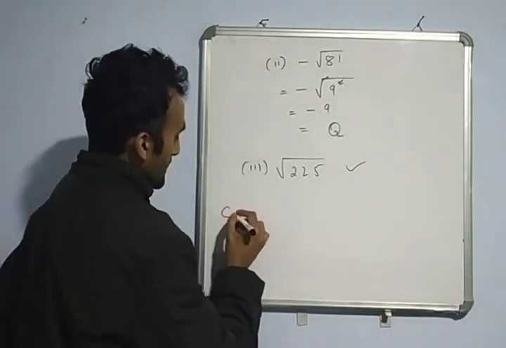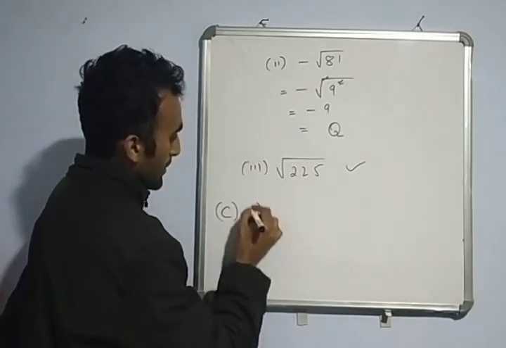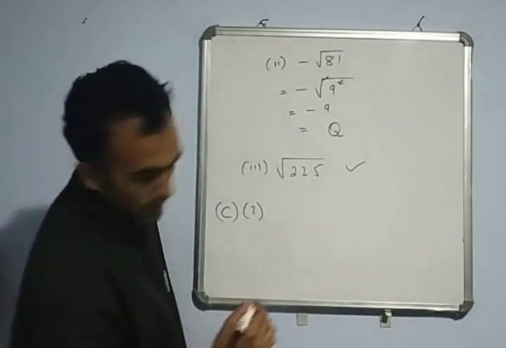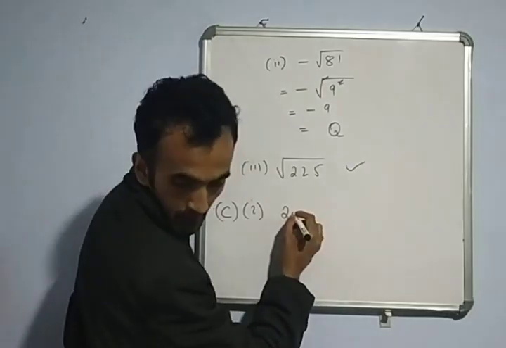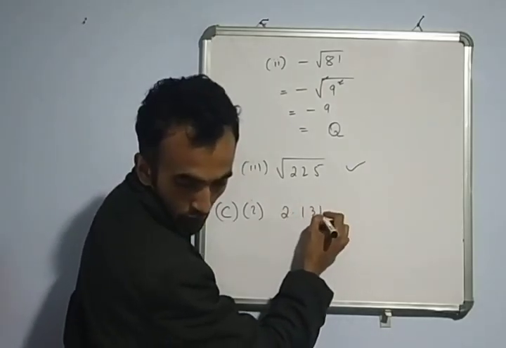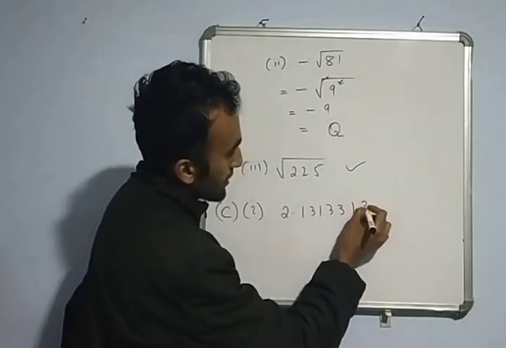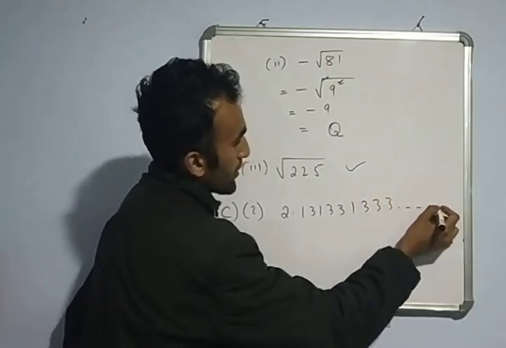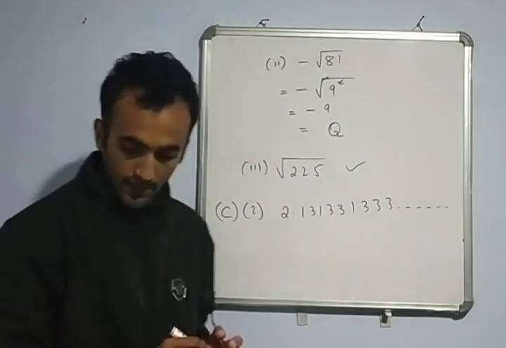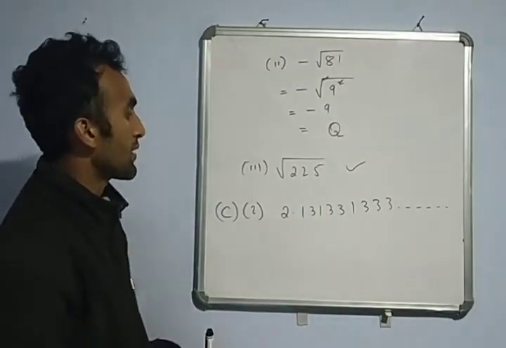Now I'll go to number C. C sub number 1 is 2.13, 133 and 1333 and dot. Okay, last time, in the introduction video, I already showed you this type of example.